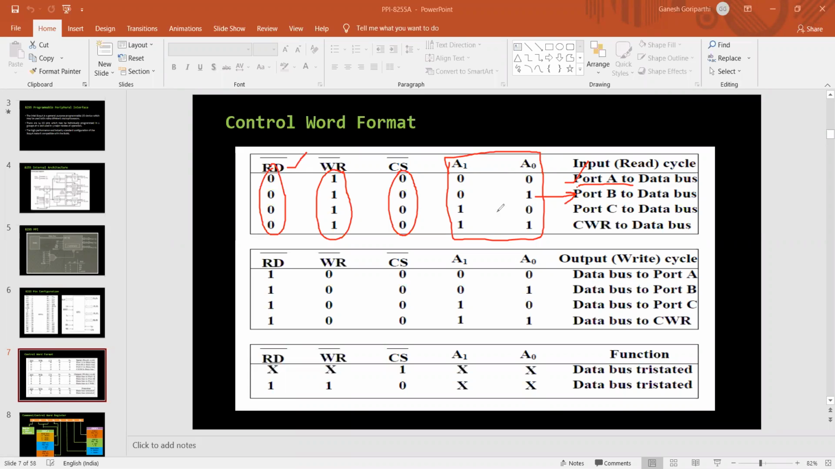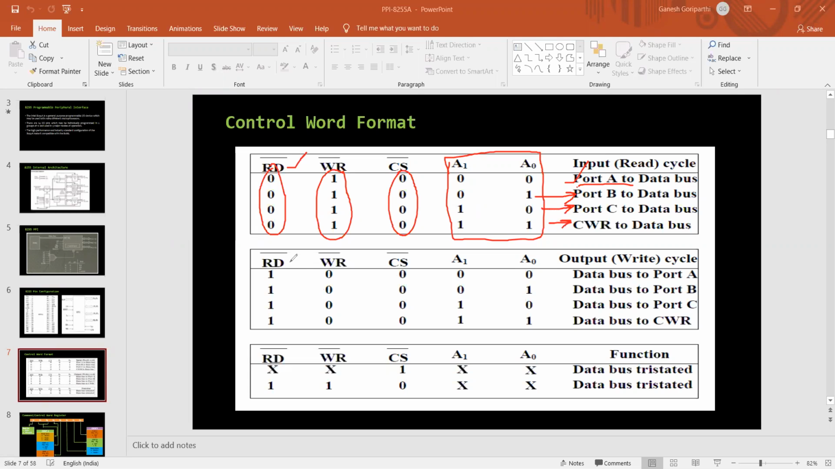Okay, and in the third case, when it is 10, we will have a read operation on port C. When these are 0, we will have this control word sent to the data bus. Okay, that is the meaning. That is about the read operation. In a similar way, you will have the write operation also.